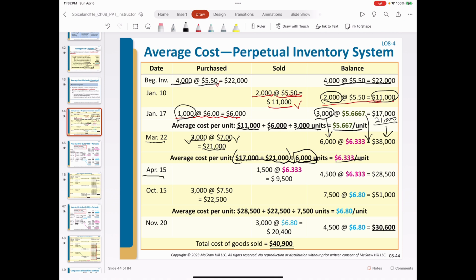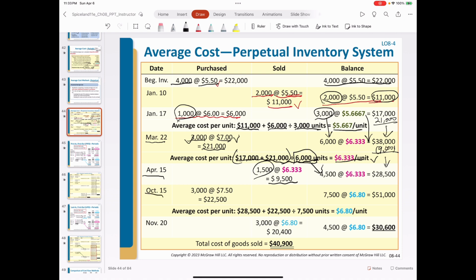Then we have the second sale. Okay, the second sale is based on the average available so far. So 1,500 units out, we multiply by 6.333. So the total value of inventory sold is 9,500. So we will reduce the balance of inventory by 9,500. So it will result in 28,500. So far, the average was still 6.333. The number of units reduced from 6,000 to 4,500 because there were 1,500 out.